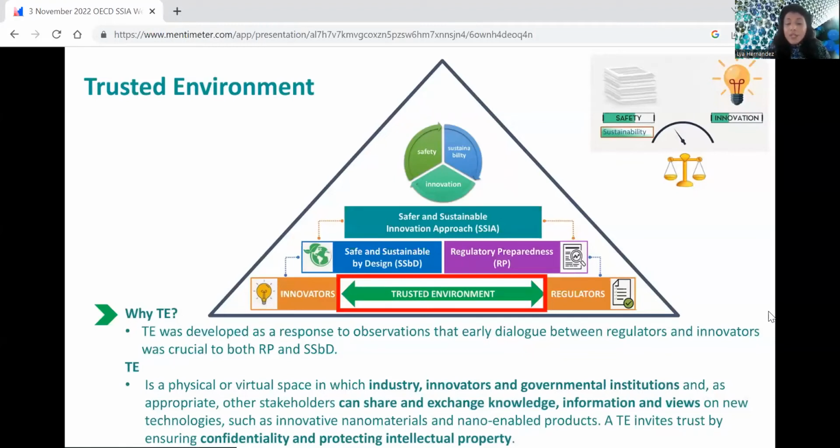So what is a trusted environment? It really is a physical or virtual space in which industry, innovators, and governmental institutions or other stakeholders can share and exchange knowledge, information, and views on new technologies. And this could be nanomaterials or nano-enabled products. And a trusted environment invites trust, ensures confidentiality, and protects intellectual property. Next slide.